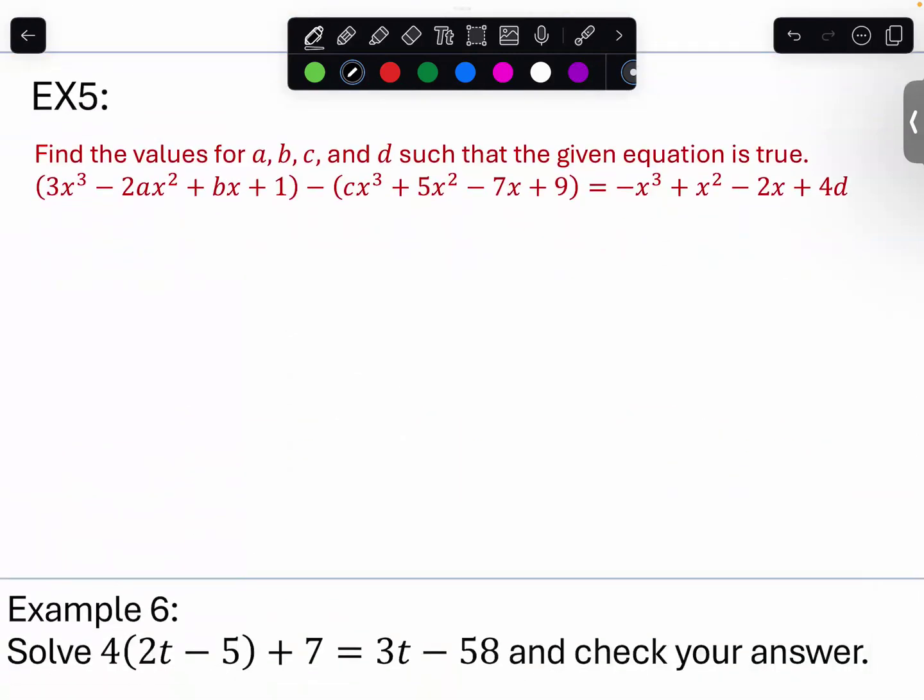Okay, now we want to find values of a, b, c, and d so that this equation is balanced. It's true. The first thing I'm going to do is get rid of these parentheses and try to combine some terms or notice which terms go together.